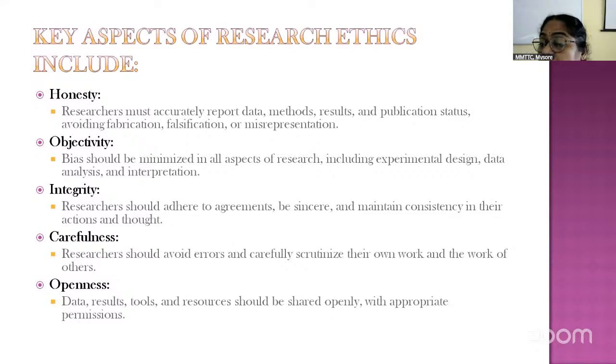We are taking the work of others. So this is intellectual property rights. We are taking the work of others, so you should be very careful. And openness: data, results, tools, and resources should be shared openly without any hidden agenda or bias, with appropriate permission.